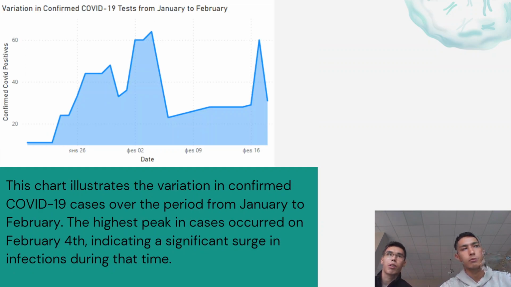This chart shows us the variation of confirmed COVID-19 tests from January to February. And as you can see, the highest trend was on February 4. And the second thing is the period from February 6 to February 16, when there was a low amount of infected people, maybe because of the lockdown in the city.